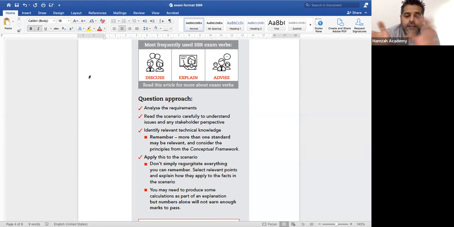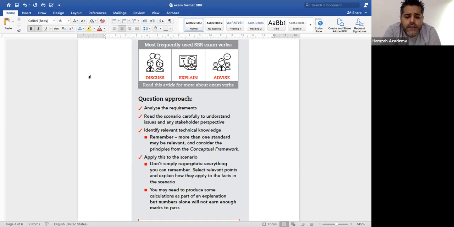And then we have to identify the relevant technical knowledge. That is, remember, more than one standard may be relevant, and consider the principles from the conceptual framework. Now, this is very interesting as well. While applying our knowledge to a specific scenario, there can be a situation where we have multiple standards to discuss. And while discussing the multiple standards, we have to consider the conceptual framework as well. So we will be bringing in the conceptual framework on and off for the different requirements, questions or scenarios we come across, and we will be discussing that as well.